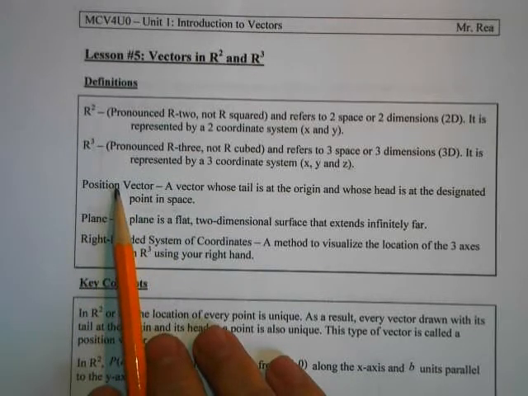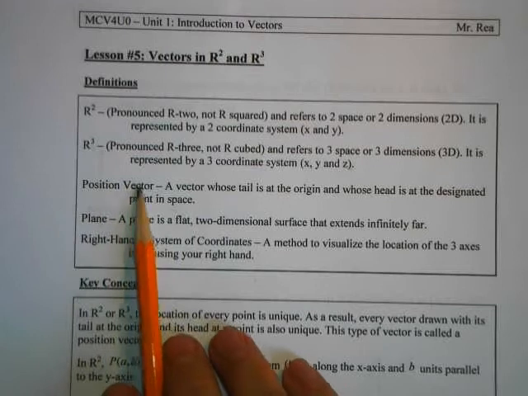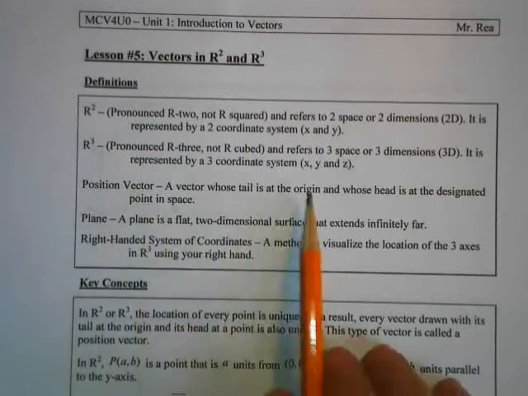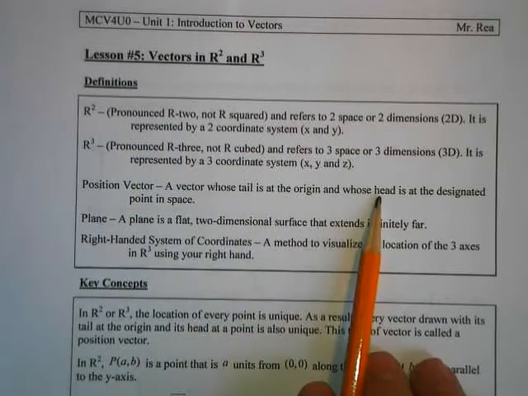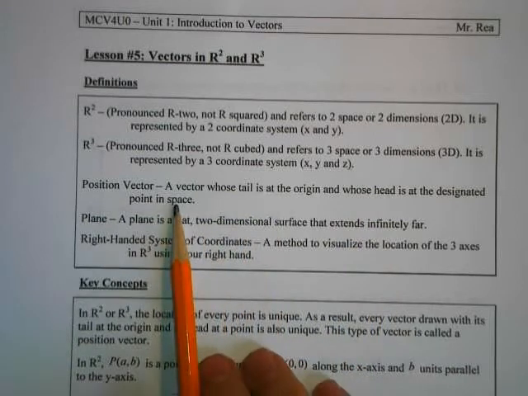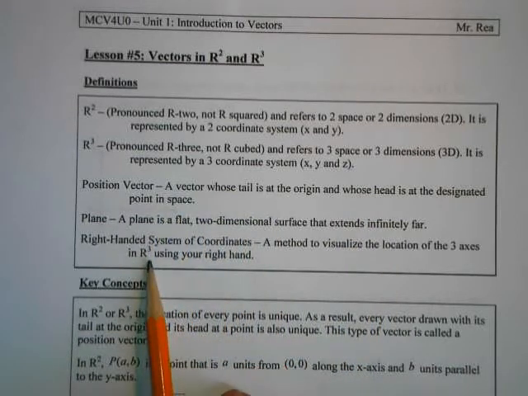A position vector is a vector that begins at the origin of either R2 or R3 and connects to the point that you're referring to. So the tail is at the origin and the head is at the designated point that you're trying to get to in either R2 or R3.